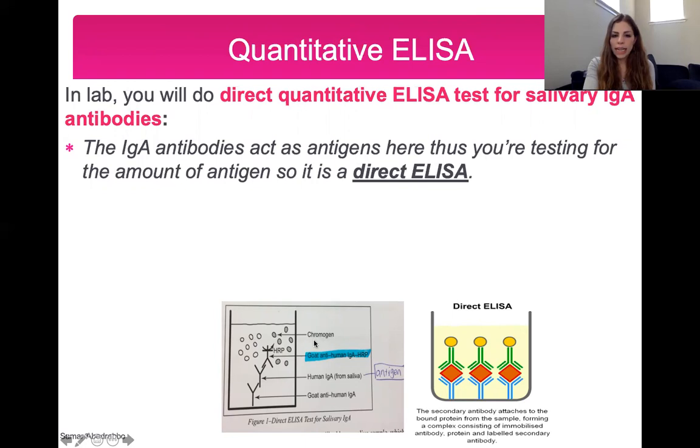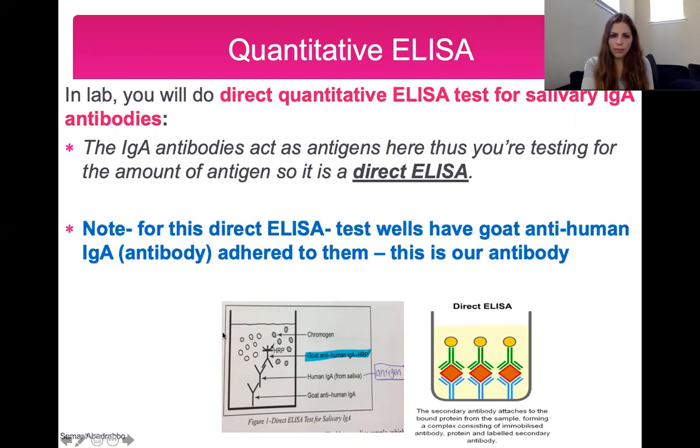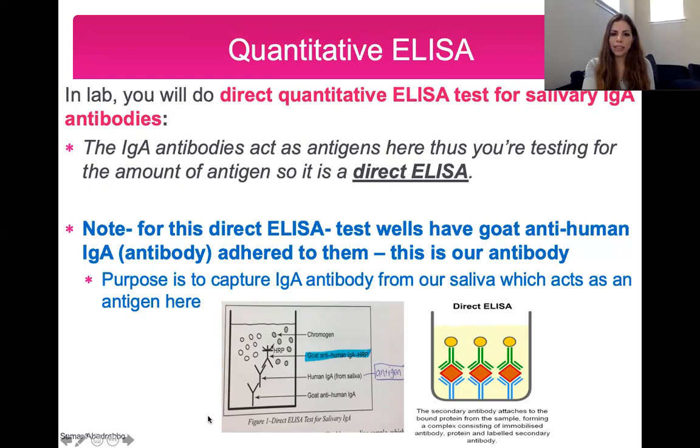And then you're going to add your antibody enzyme conjugate. Then you'll add the substrate, which is the chromogen. And every time you see a color change, it means that the IgA antibody in saliva is present. And then you're going to quantify how much the color changed to figure out how much IgA you have in your saliva. So for this direct ELISA, the test wells have goat anti-human IgA antibody, and this binds human IgA antibody.